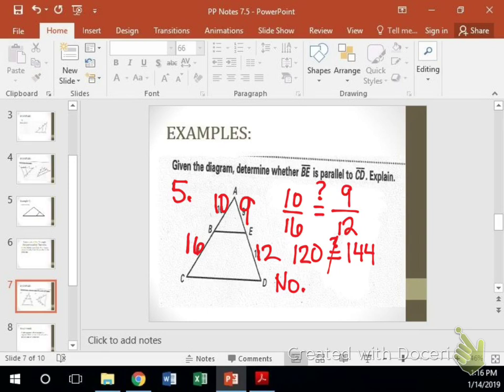So you can either just show the work to show me that, or you could say segments not proportional, something along those lines, so I know why you're giving me that answer. Cross products not equal, sides not proportional, segments not proportional, something along those lines to explain how you came to that decision. Questions on 5 before we move on to 6?